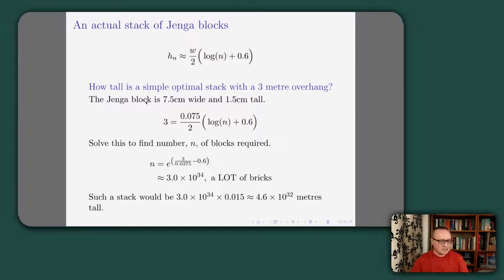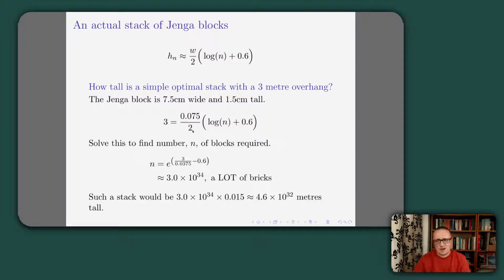Now, these Jenga blocks, they're 7.5 centimeters wide. Okay, the distance between my fingers there, and they're 1.5 centimeters tall. So the height of them, just this distance, is 1.5 centimeters approximately. So if we feed these numbers into this formula, if I want an overhang of 3 meters, it's going to be given by this formula here. So I'll need n blocks, and I replace the w with 0.075. So that's my 7.5 centimeters expressed in meters.